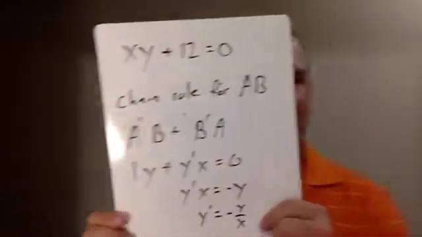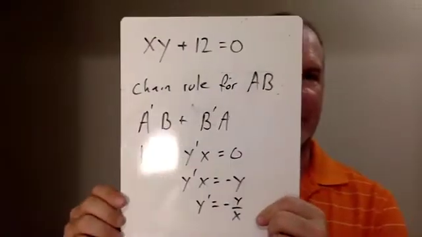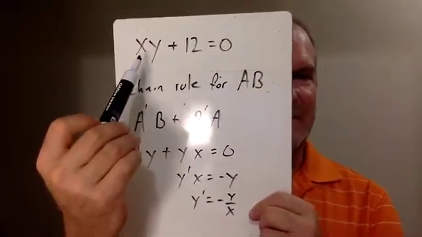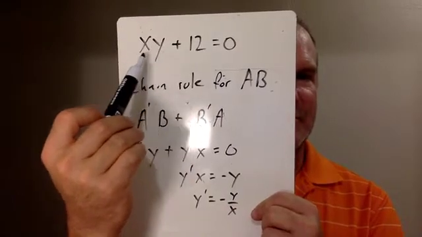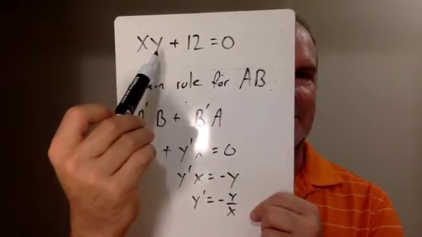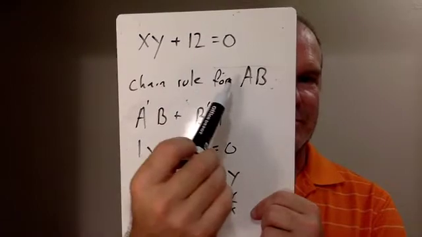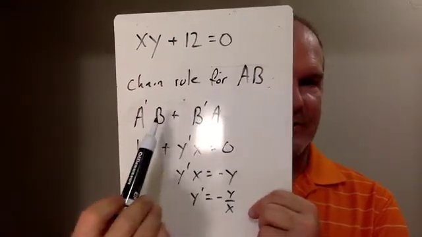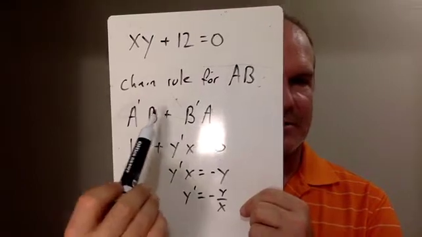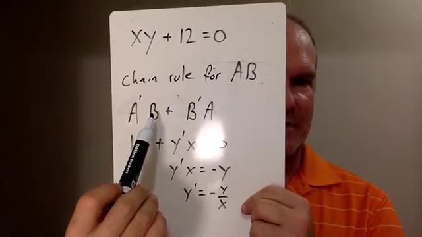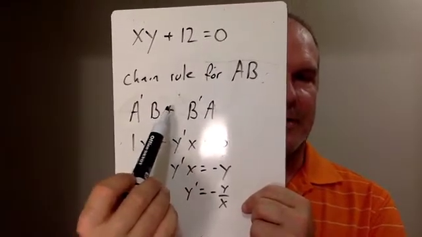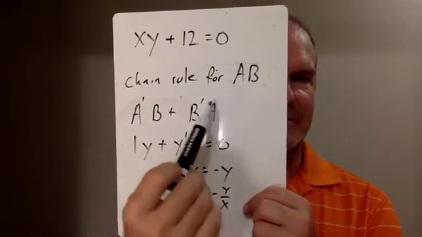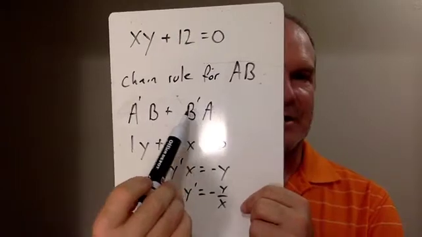Here's an equation, xy plus 12. So we're going to take the derivative of xy, but now we have to use the chain rule because we have two terms being multiplied together, x times y. So the chain rule says when you multiply two things together, like a times b, you take the derivative of the first one, a, just times the regular old second one. You don't change the second one. And then plus the derivative of the second one times the regular old first one. You don't change the first one. So that's what we're going to do here.